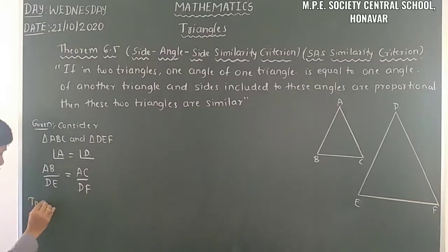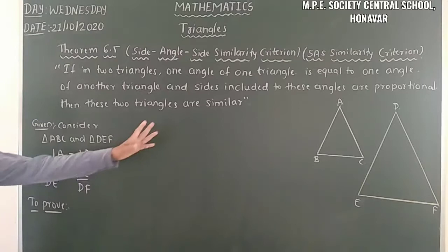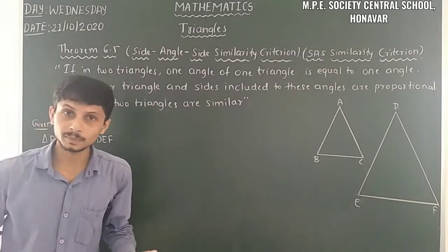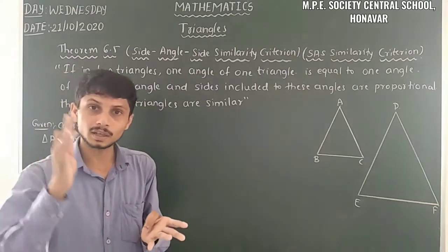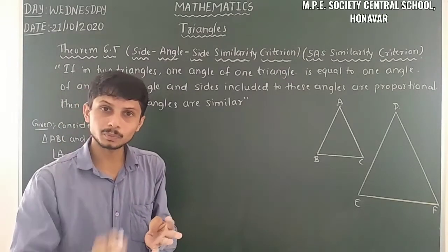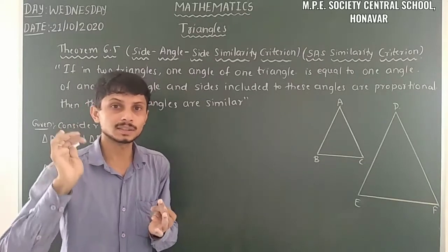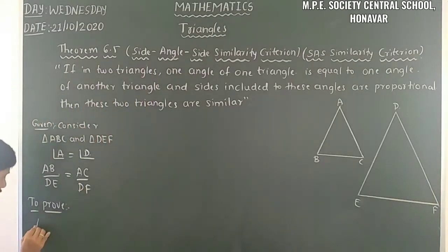Then what do we have to prove here? To prove, that the two triangles are similar. When two triangles are similar, the corresponding angles are the same and the corresponding sides are proportional. Then only two triangles are considered similar. So that's why we have to take triangle ABC is similar to triangle DEF.